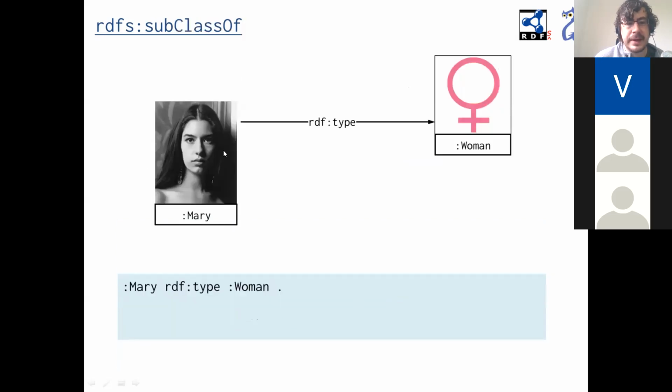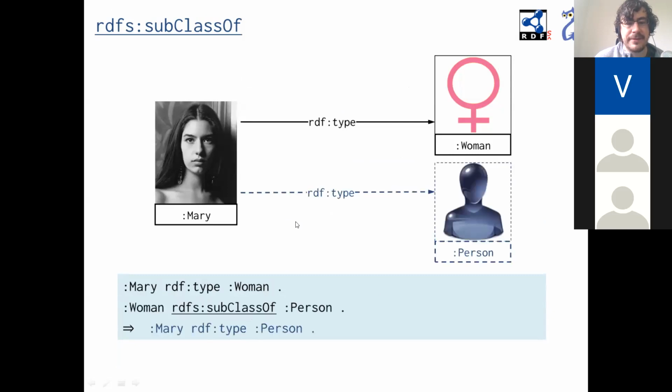If we say that Mary is of type woman, and we say woman is a subclass of person, then we can infer that Mary is of type person. Okay. So we've seen subclass in the previous class as well.